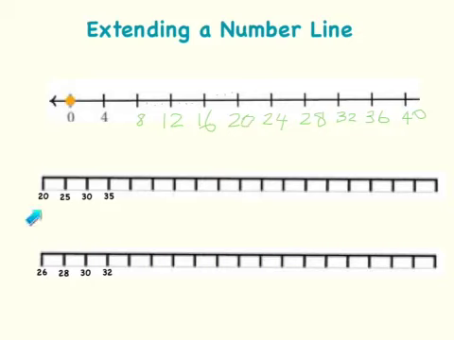This number line starts at the number 20, and then it skips to the number 25, then 30, then 35. What do you think my number line is counting in? 20, 25, 30, 35. It sounds like I'm counting in 5s. This number line here starts at 26, then skips to 28, 30, 32. 26, 28, 30, 32. I'm counting in 2s.